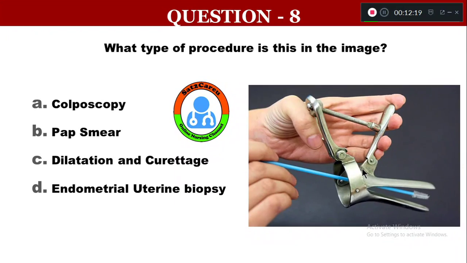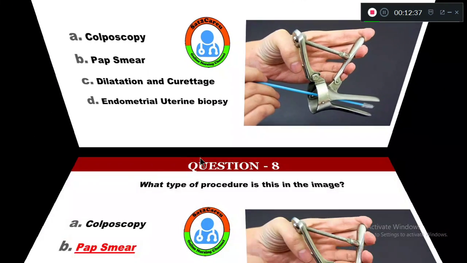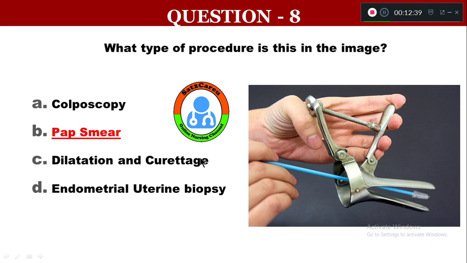Question number 8, image based question. What type of procedure are you seeing in this image? Option A, colposcopy. B, pap smear. C, dilatation and curettage. Option D, endometrial uterine biopsy. So this procedure is pap smear. Option B, pap smear, is right.